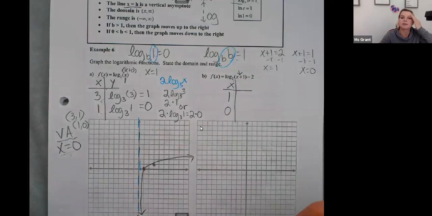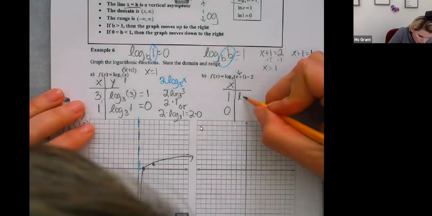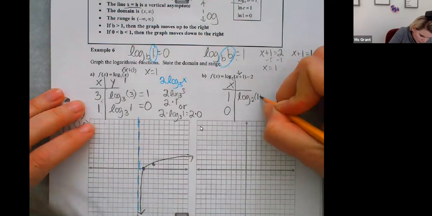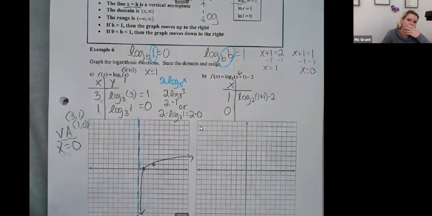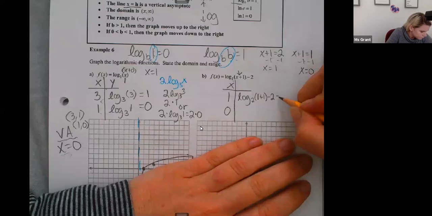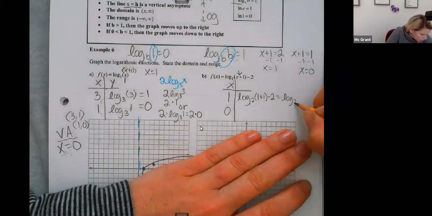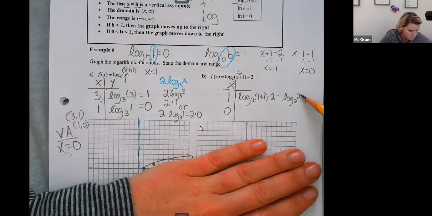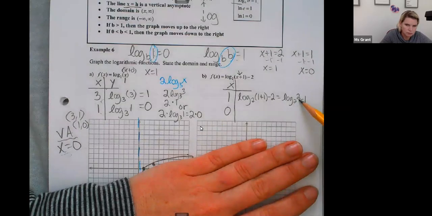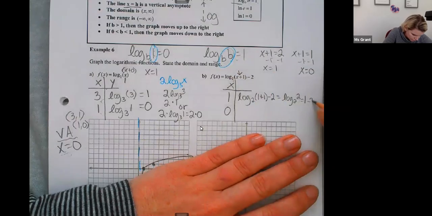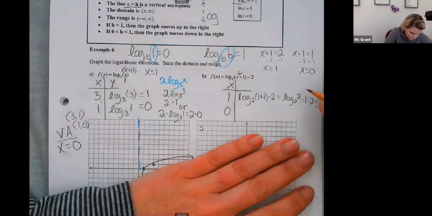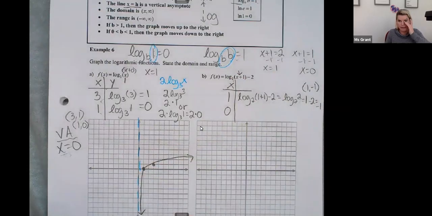So let's plug it in. Log base 2 of 1 plus 1 minus 2 is log base 2 of 2, which we know is 1, right? Same base, same number. Log base 2 of 2, that's this rule right here, it equals 1, does it not? 1 minus 2, negative 1. My first ordered pair is 1, negative 1.